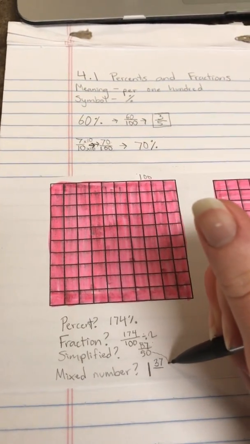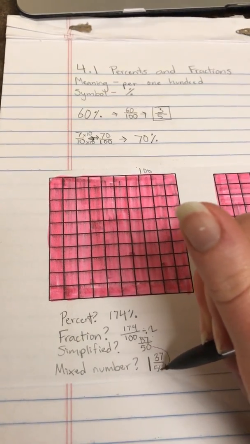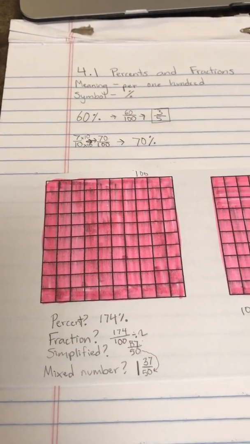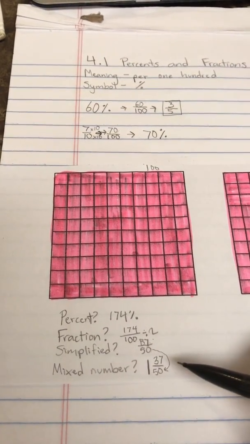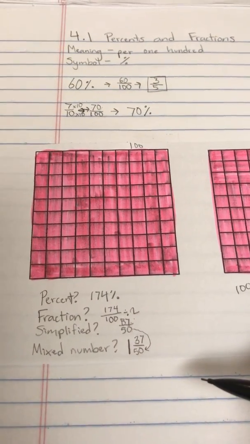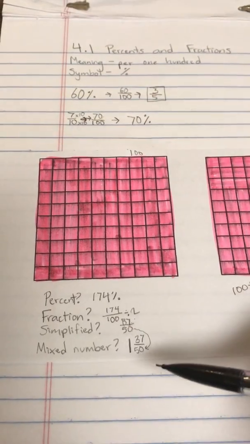And always remember that denominator just stays the same. Don't do anything crazy with it. Keep it on in there, okay? So now you got 1 and 37/50, okay? That's your new fraction, worked all the way out.